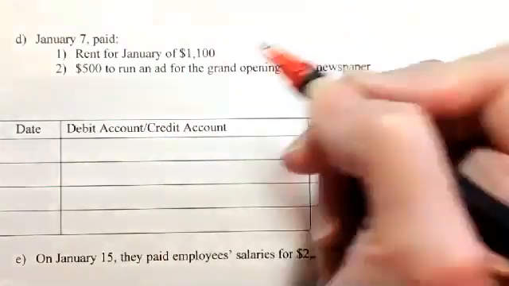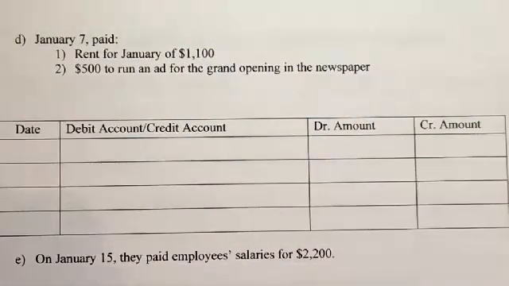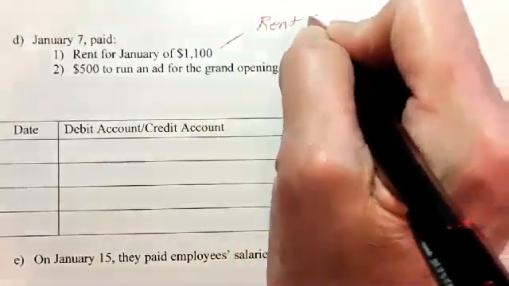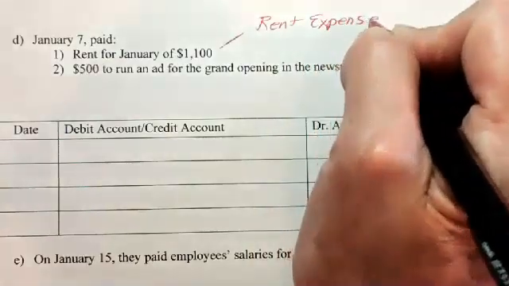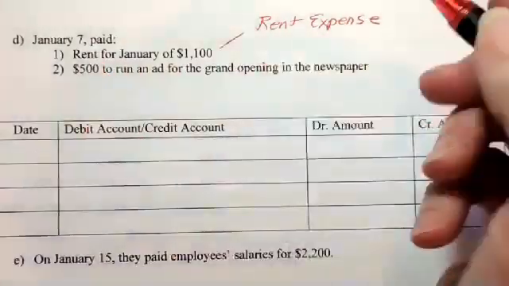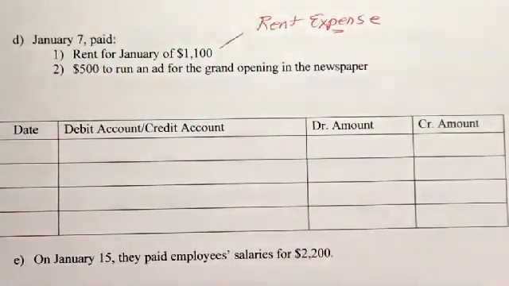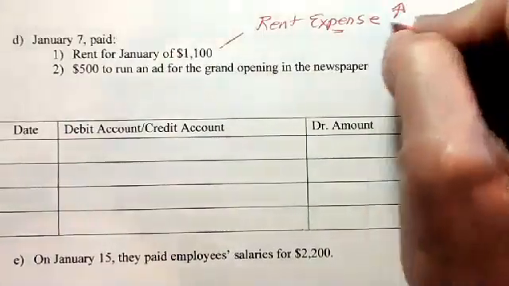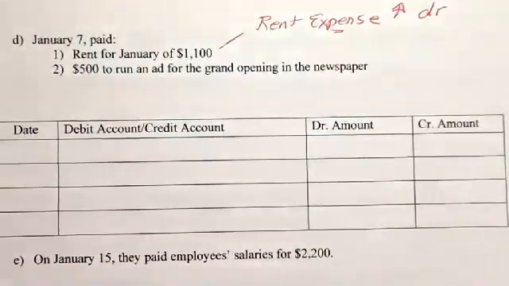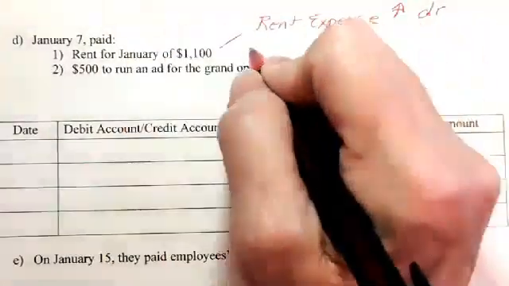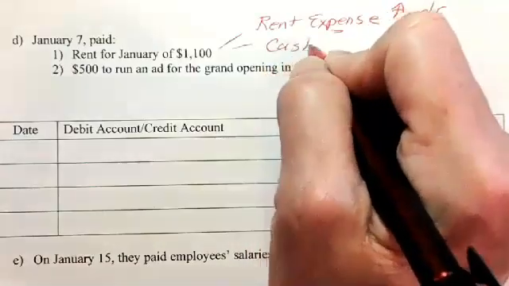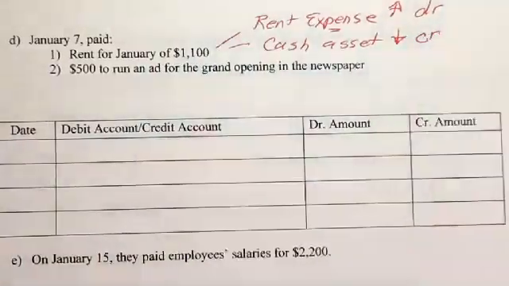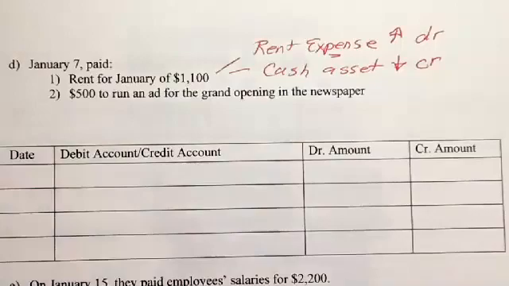My rent, I pay that just for the month. And so this has to be an expense. Even though I'm paying it a little bit in advance, it's just for the month of January. And so again, that's a cost of doing business. So that's my expense. To increase your expense, you debit it. And I paid cash. Again, cash is an asset. I'm going to decrease that. So that's a credit. That seems to make sense. I got a debit and a credit there.